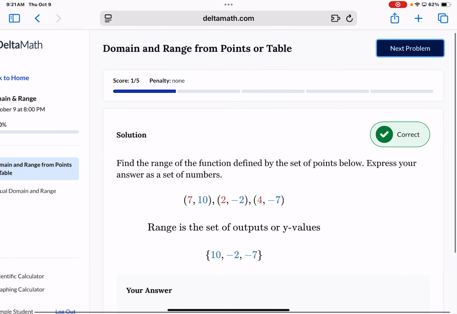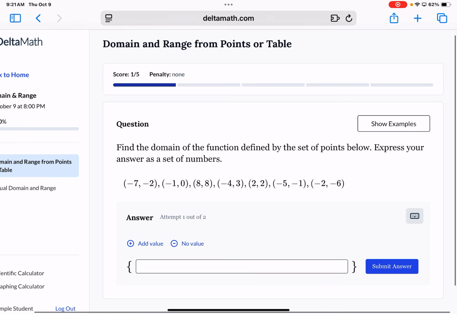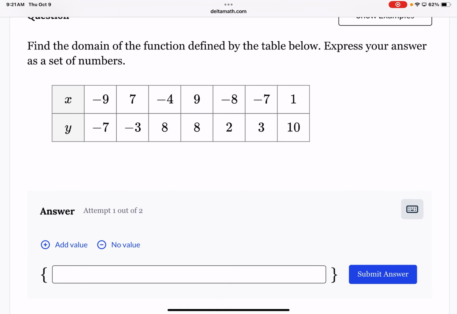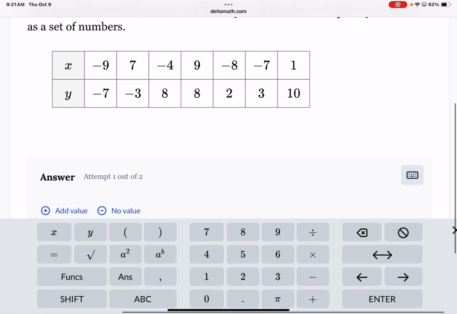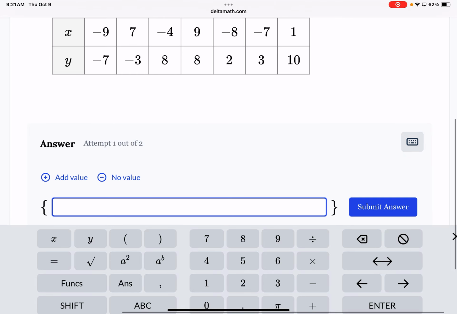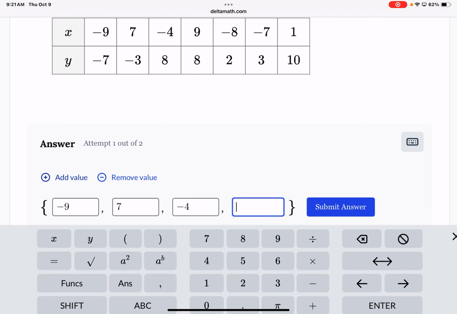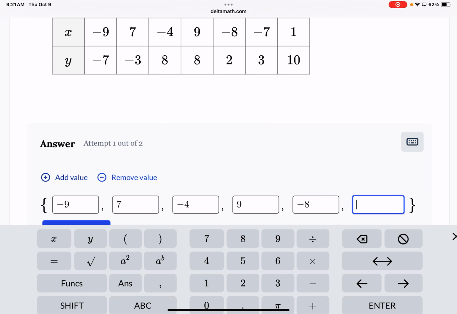So let's see if it'll give us another type of problem. I want one that will give us a different kind of question. I'm purposely getting this wrong, so it'll give me a new question. Now it's a table. Okay, it says find the domain of this function by the table. Domain is our X. So when I do this, I'm just reading off the table. What are the X values on the table? -9, 7, -4, +9, -8, -7, 1. Here we go. That seems easy.